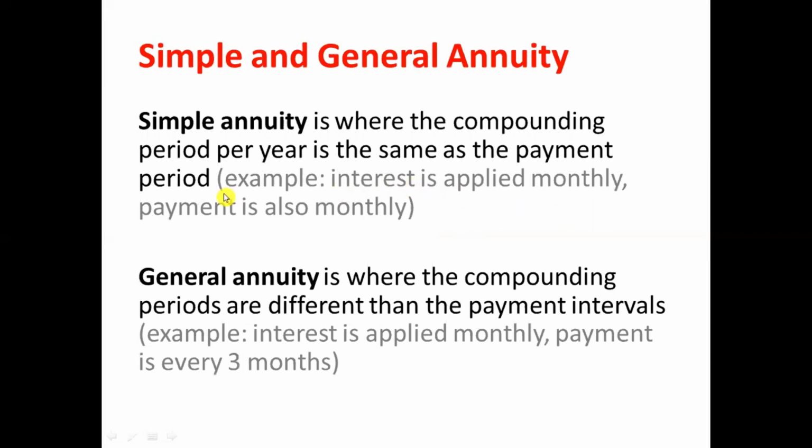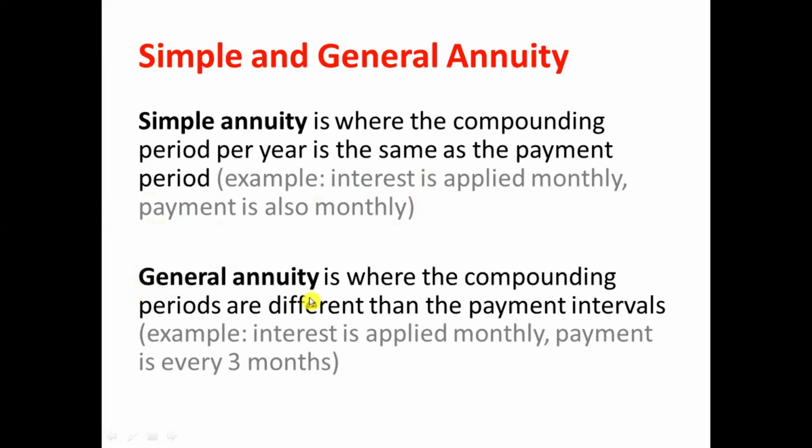Now, we have two kinds of annuities that we will discuss. First is the simple annuity, and second is the general annuity. A simple annuity is where the compounding period per year is the same as the payment period. To illustrate, interest is applied monthly, payment is also monthly. So the compounding and the payment period happen at the same time. Right after the interest is compounded, you pay right away.